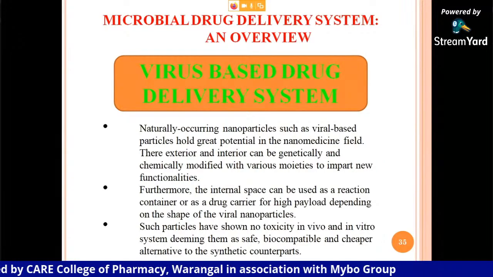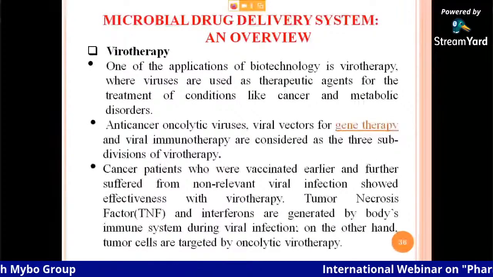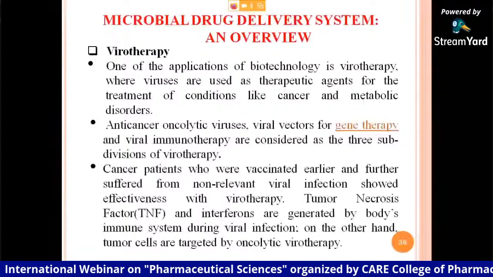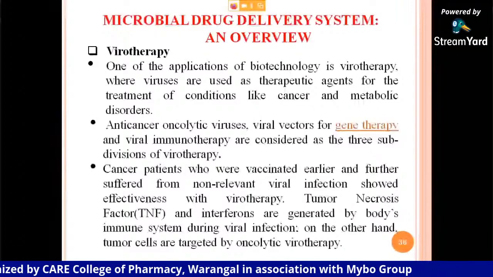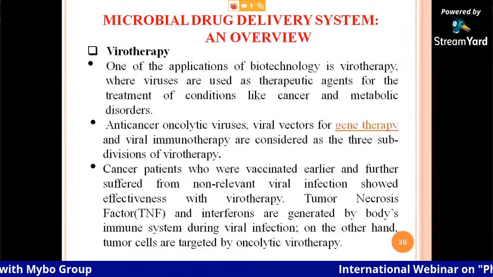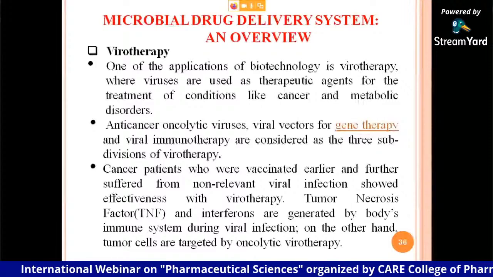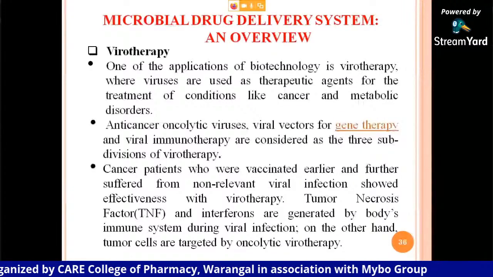Now, similar to bacterial therapy, in viruses also there are different therapies, known as virotherapy. This is one of the applications of biotechnology, where viruses are used as therapeutic agents for the treatment, similar to bacteria, of cancer as well as various metabolic disorders. The anti-cancer oncolytic viruses, viral vectors for gene therapy, and viral immunotherapy are considered the three subdivisions of this. When virus scientists work, they consider these types of areas: anti-cancer oncolytic viruses, viral vectors for gene therapy, and immunotherapy, where introducing the virus can improve immunity.